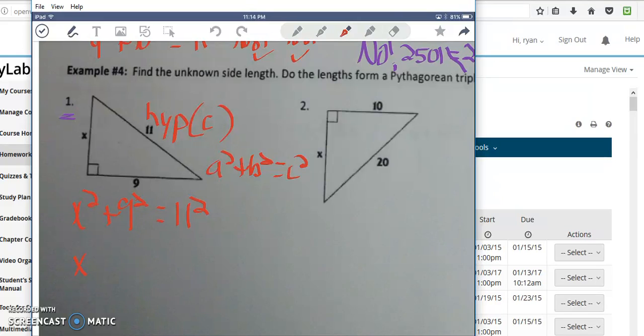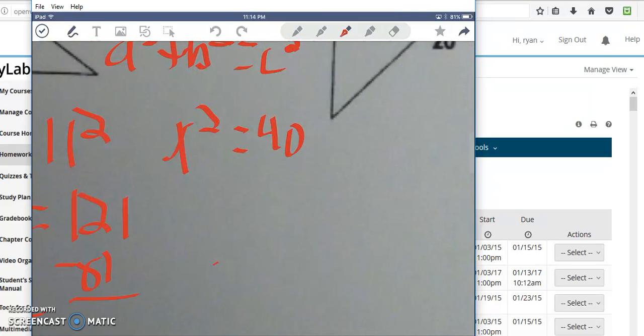So we have x squared, 9 squared is 81, 11 squared is 121. So when you subtract 81 from both sides, you end up with 40. So you have x squared equals 40. To get x by itself, we do the opposite, which is take the square root.